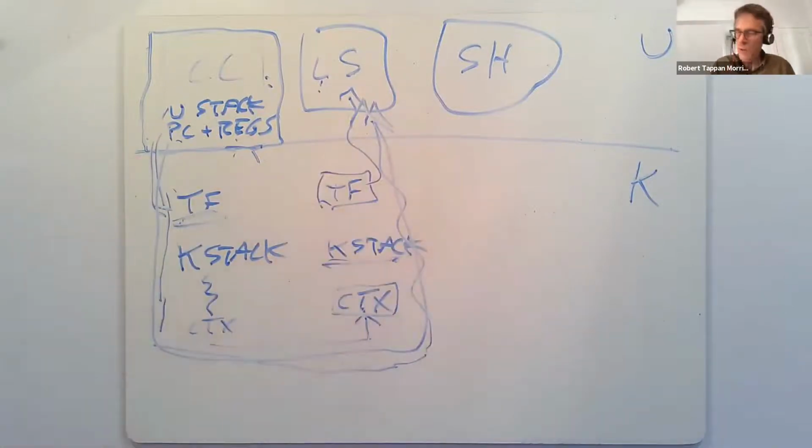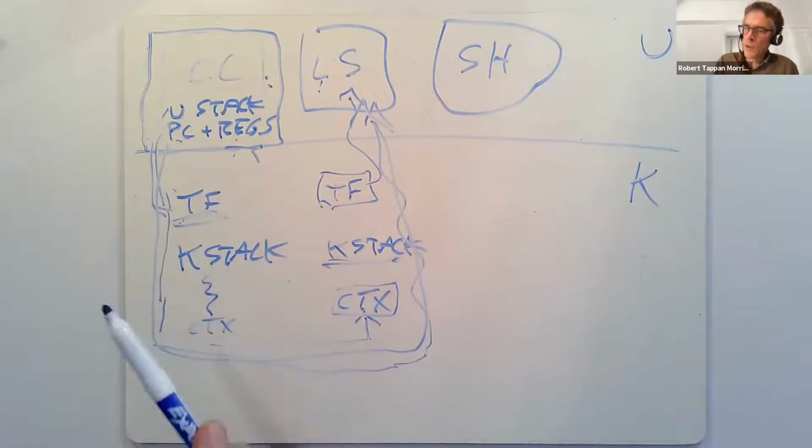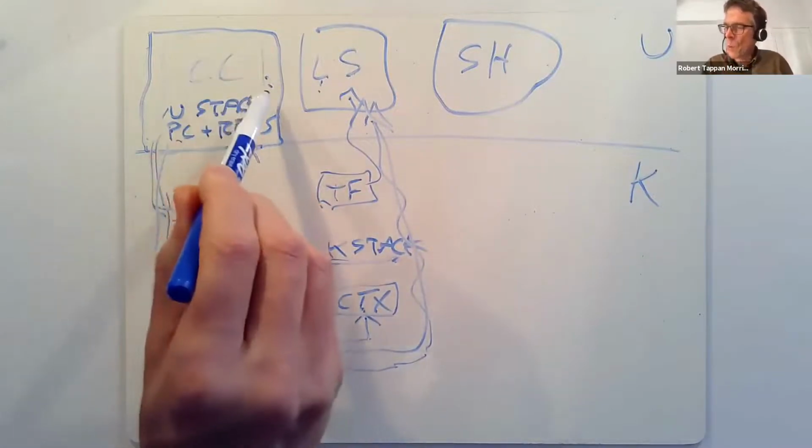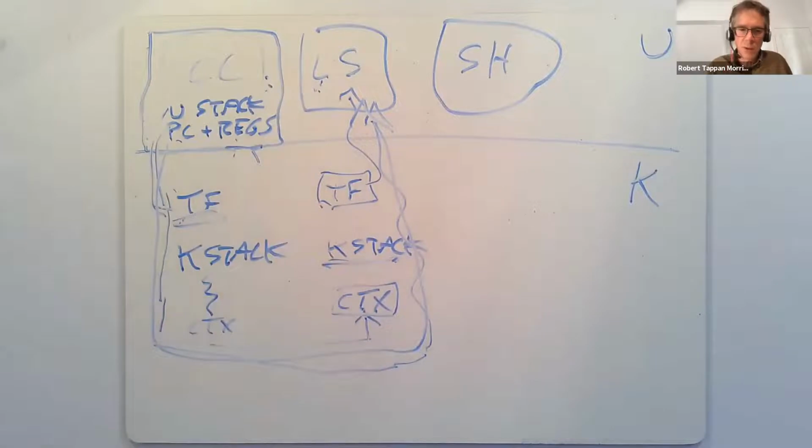It's actually even more indirect than this, to thread switch, where the net effect is to switch from one user process to another user process. Questions about this diagram or anything? The switch to the scheduler, that happens in between those two, right? Yep. All right. Let me talk about the scheduler.